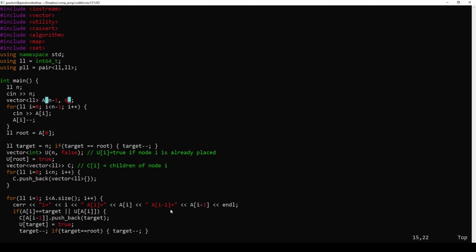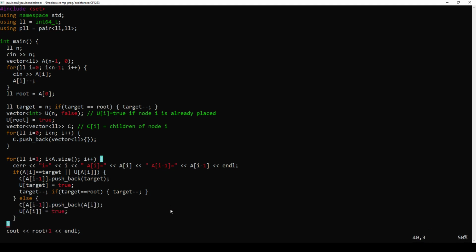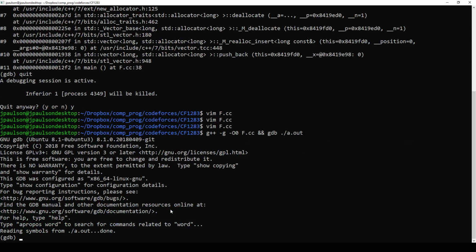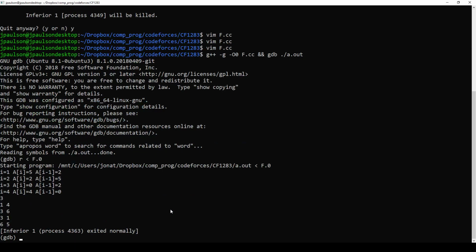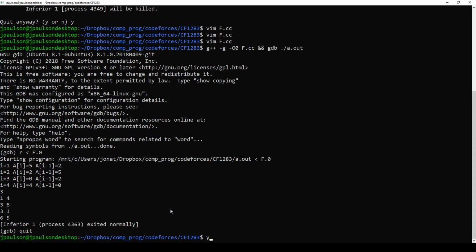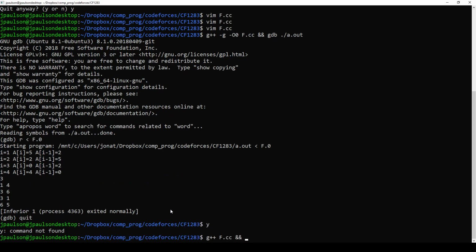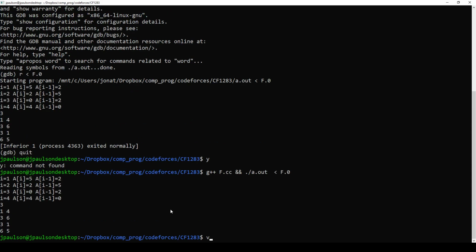n nodes, so n-1 edges. Every node is labeled from 1 to n. So when we zero index, they're labeled 0 to n-1. The root is a0. Target starts at n-1. That might be the problem. Yep. Okay, cool. Gotta get those indexes straight.